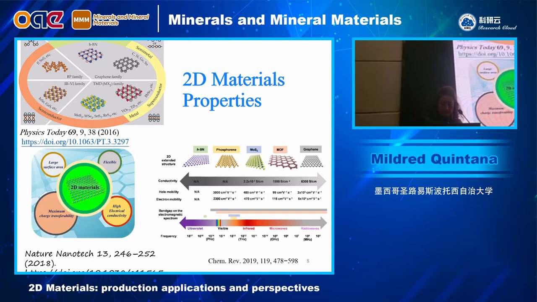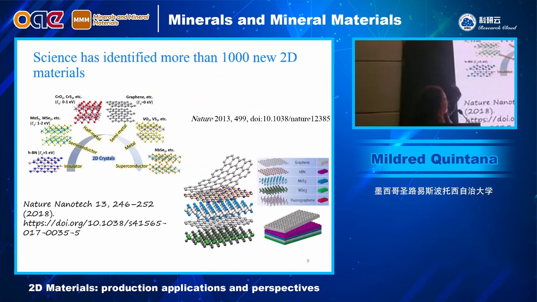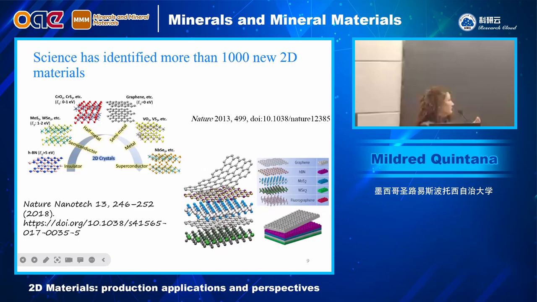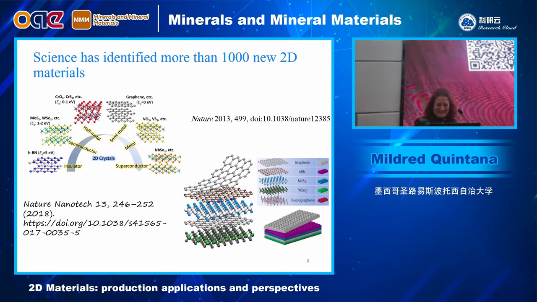And here, we have what I mentioned. If we have a band gap larger than 5 electron volts, then we have an insulator. If we have a band gap between 1 and 2 electron volts, we have a semiconductor. If we have a very small band gap, we have semi-metals. And if we don't have any band gap, we have metallic behavior or superconductor behavior.